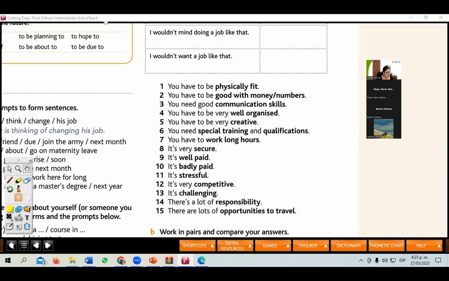Tell me, teacher. Number 2, can you read the sentence, please? You have to be good with money or numbers. Good. Hamilton, can you read number 3? You need good communication skills.